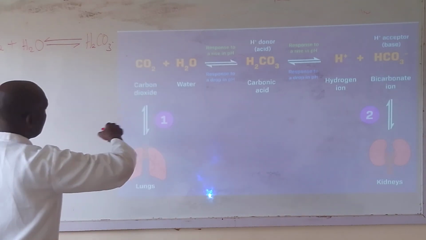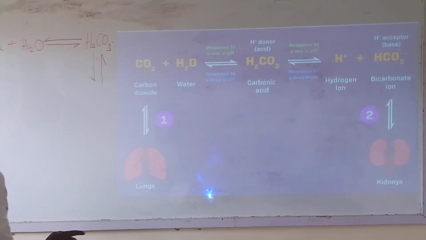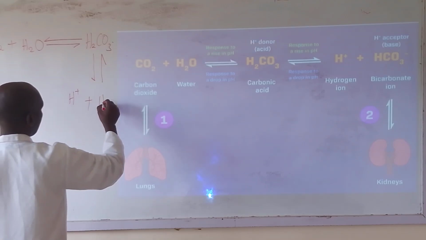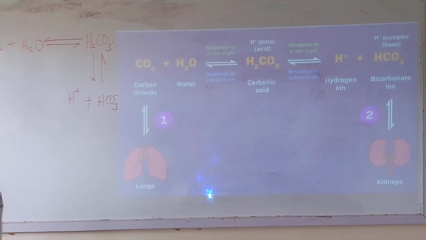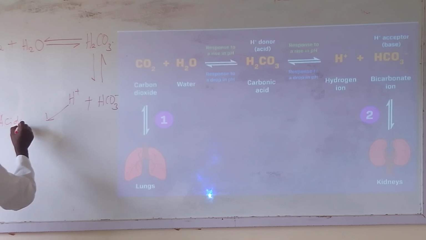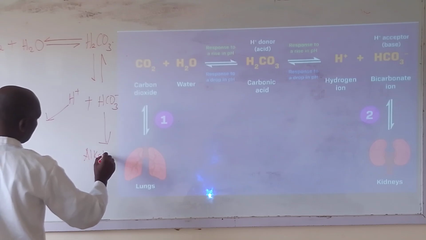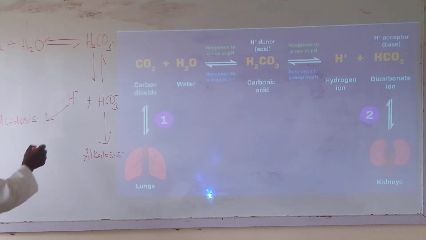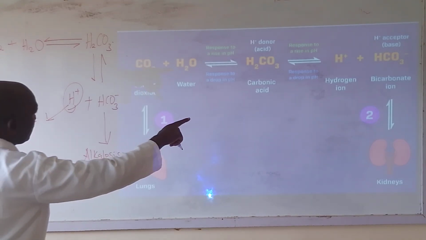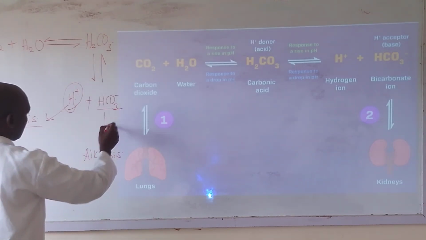This weak carbonic acid can also dissociate to give you those two things, and that is hydrogen plus what we refer to as bicarbonate ions, these ones here. And it is from this hydrogen that we get the issue of acidosis, and it's from these bicarbonates that we get the issue of alkalosis. So accumulation of hydrogen will give you acidosis, and the accumulation of bicarbonate will give you alkalosis.